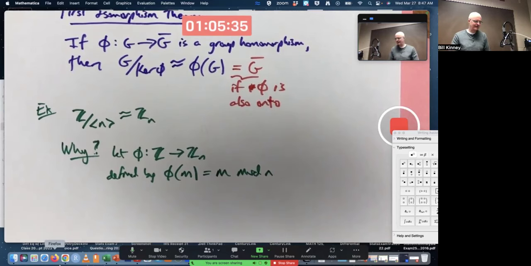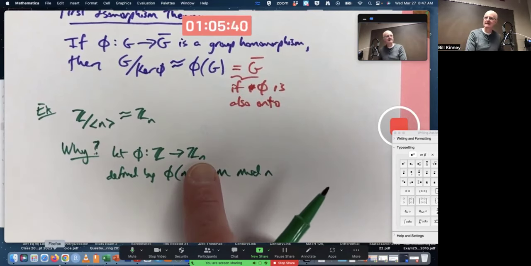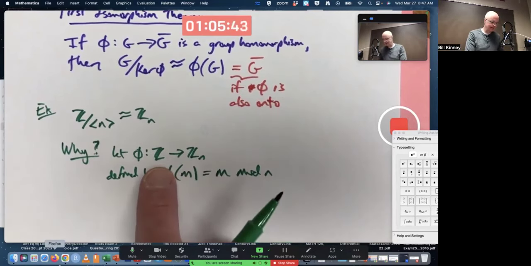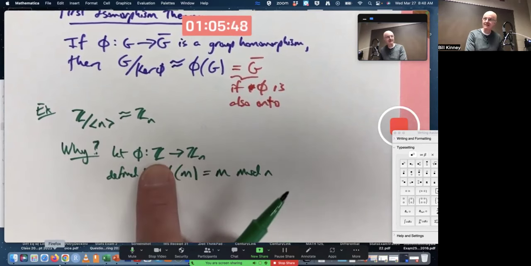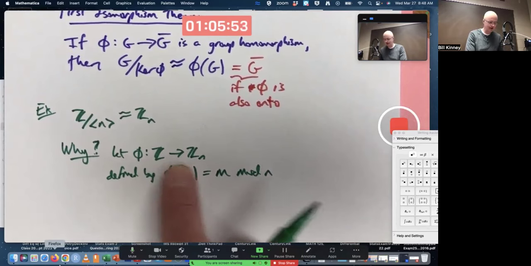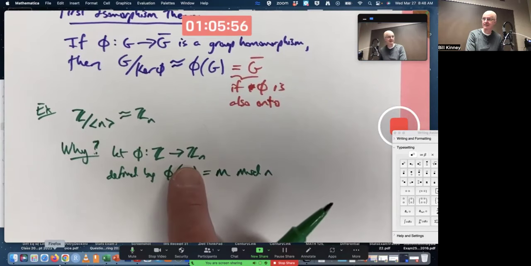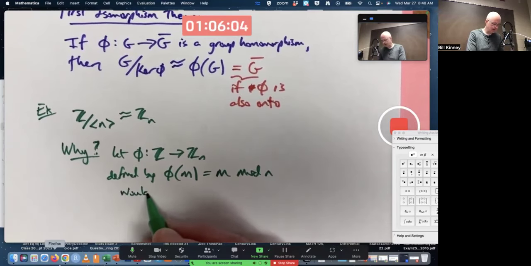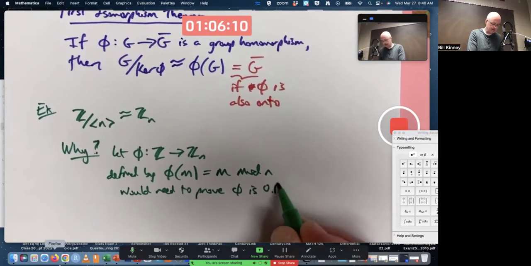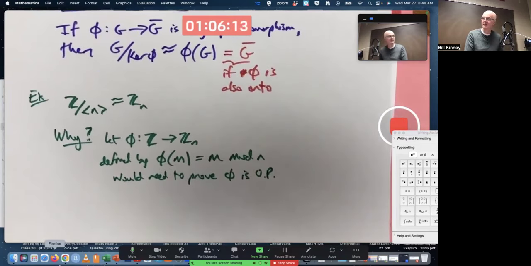And it's onto, right? For example, if n were 10, if we're talking about Z10 here, the elements that get mapped onto all those elements from 0 to 9 would be the numbers from 0 to 9 and more. Each element over here is going to have infinitely many things that map to it. You would need to prove phi is operation preserving, but that's pretty easy if you use properties of modular arithmetic back in chapter 0.